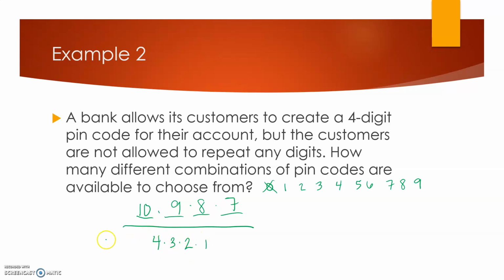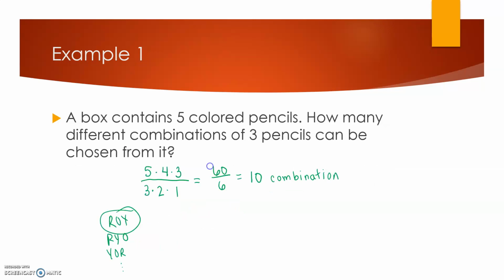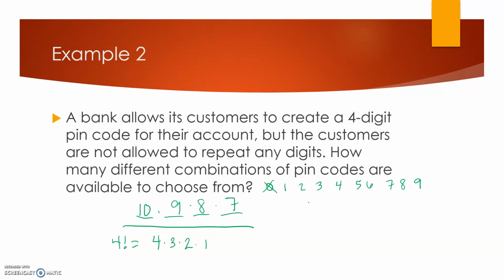And the number in the denominator is always going to be a true factorial, where we're going all the way down to 1. The numerator is not a true factorial because we're not going 10, 9, 8, 7, 6, 5, 4, 3, 2, 1. We're stopping in this case at 7. On the previous one, we stopped at 3, but this was 3 factorial. So the denominator should always be a factorial.